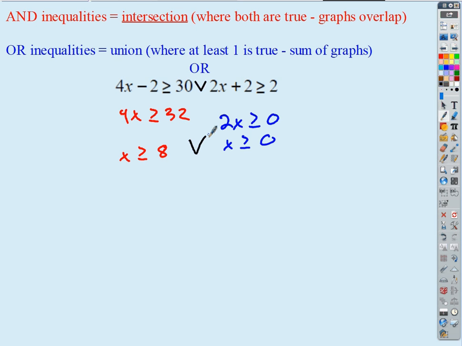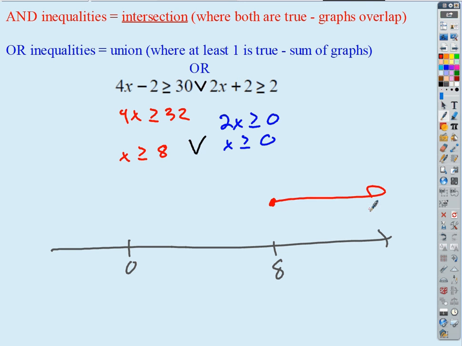Okay, so if it's an or statement, now think about our solutions. 0 and 8, two graphs of the solutions of each of these inequalities. The red graph, like before, x is greater than or equal to 8. The blue graph, x is greater than or equal to 0. But now, what's the solution to the statement x is greater than or equal to 8 or x is greater than or equal to 0?